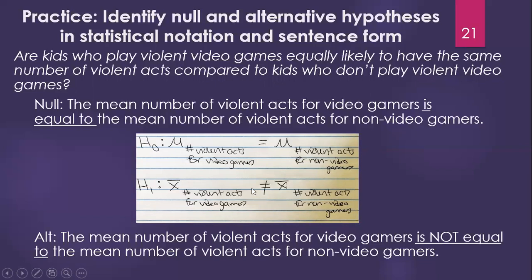If instead this one had said, are kids who play violent video games more likely to have the same number of violent acts compared to kids who don't play violent video games? If this equally was more, then this would be a greater than symbol here, and it would be a directional research hypothesis, right? So our alternative hypothesis here is that the mean number of violent acts for video gamers is not equal to the mean number of violent acts for non-video gamers.